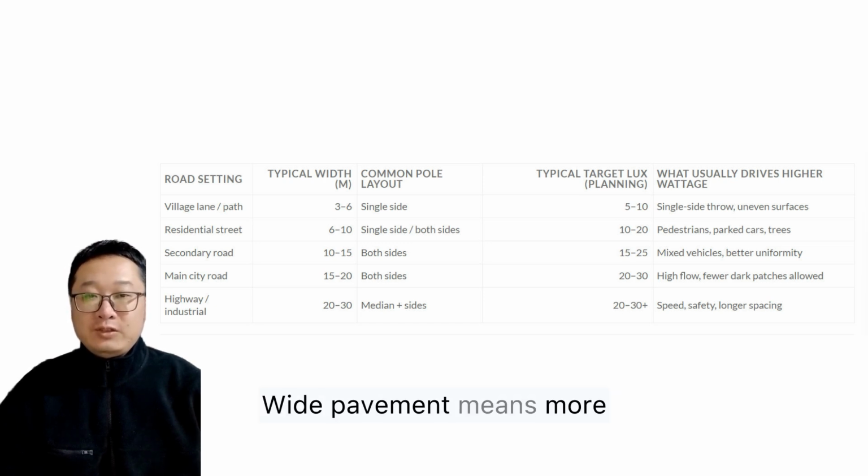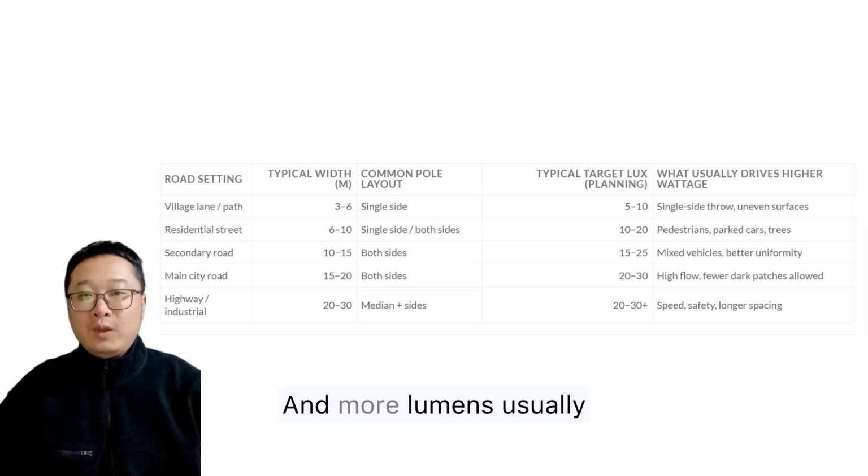Wide pavement means more surface to light. More surface means more lumens. And more lumens usually means higher wattage.